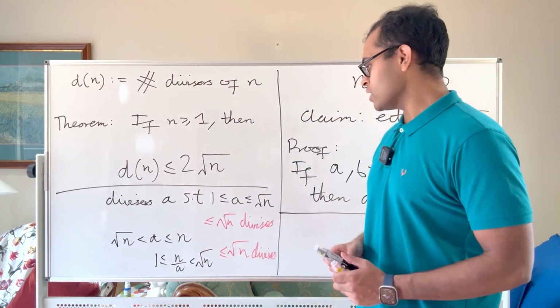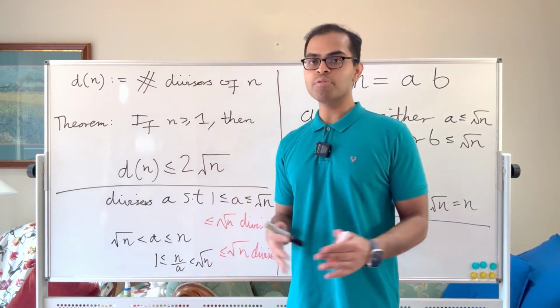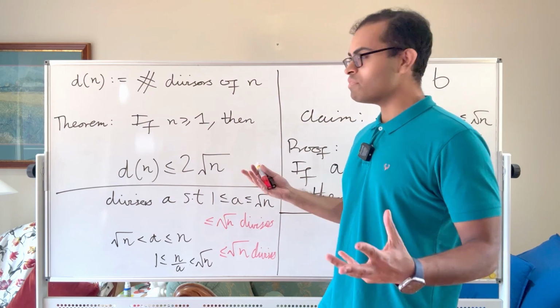So that's very important. So in total, there are going to be less than or equal to 2 times root n divisors. And that's the proof. Very cool, very elementary. Love these number theory proofs.